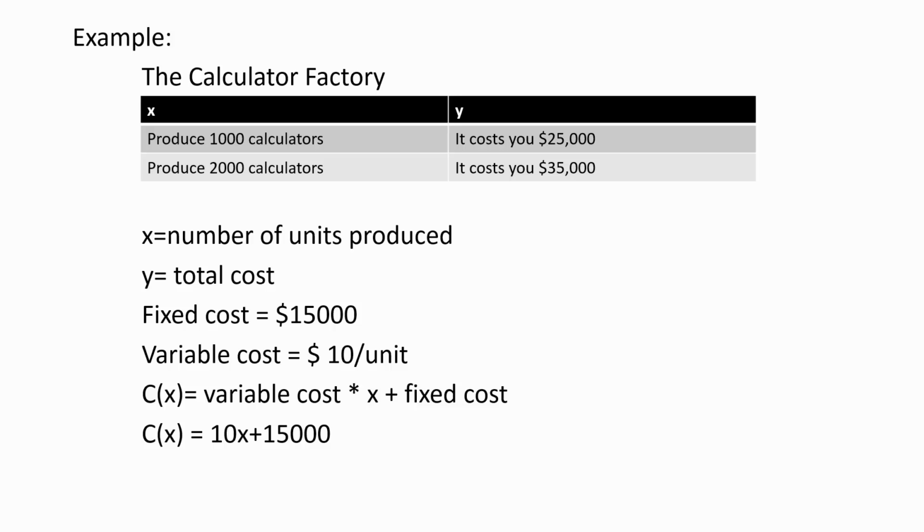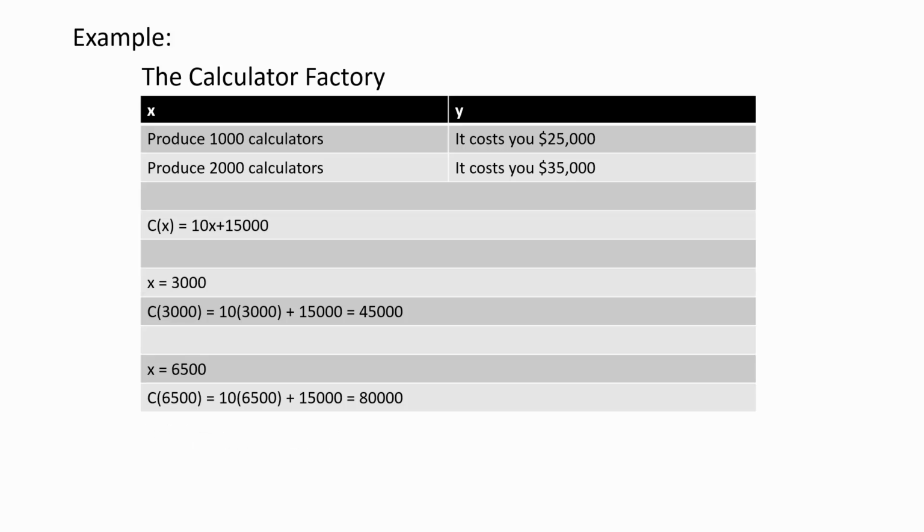Now we can apply that particular equation for x equals 3,000 and x equals 6,500 and actually compute the costs connected with that.